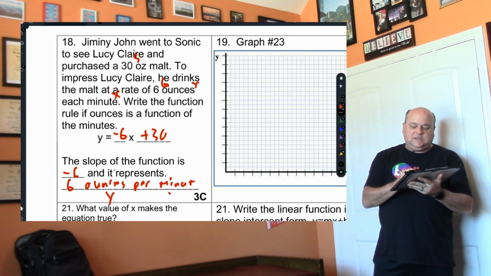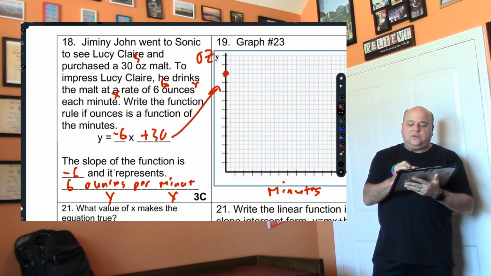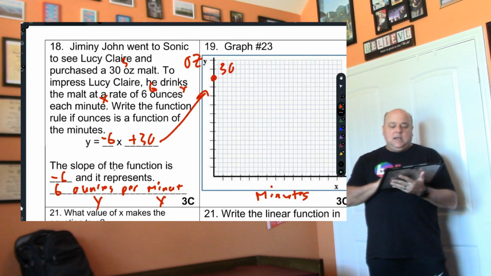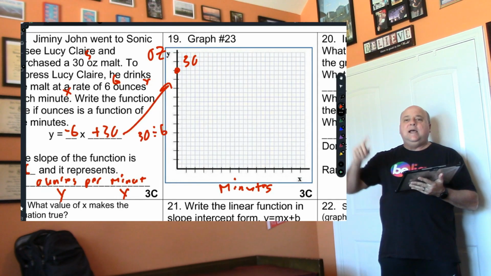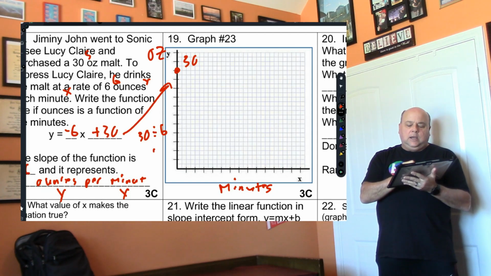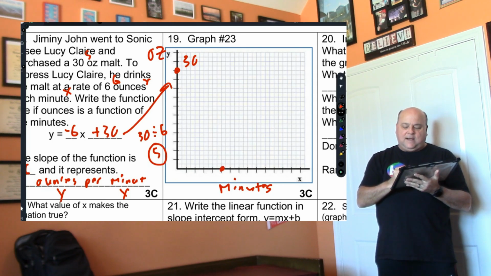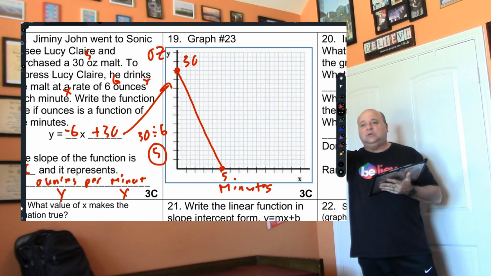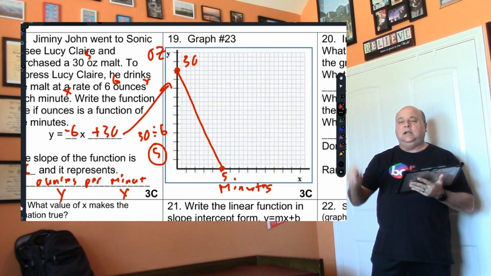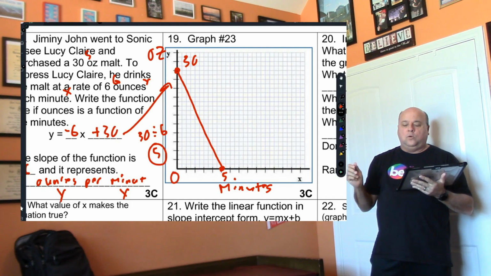This is my Y, this is my X. So my Y is going to be the ounces, my X is going to be the minutes, and I'm going to start off with 30 ounces, aren't I? Now then, to find the x-intercept, we're going to do 30 divided by 6. How many times will 6 go into 30? It'll go 5 times, right? So at 5 minutes, 1, 2, 3, 4, 5, he's going to be out of malt, okay? And it's going to be a continuous line because the malt is steadily going down. This will not be a discrete function. It'll be continuous. Put a 0 right here at the origin, okay?